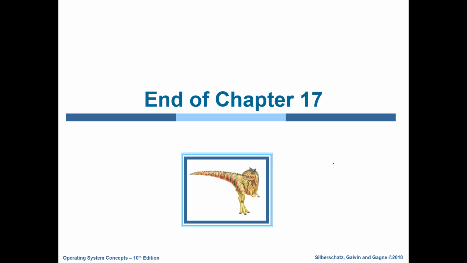So this brings us to an end of chapter 17. So we are finally done with the security and protection aspects of operating systems. So next we will look at virtual machines and distributed computing before we reach the case study.